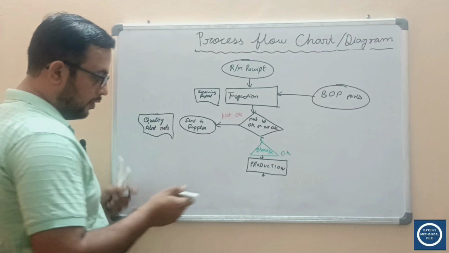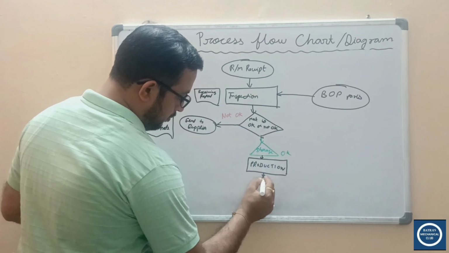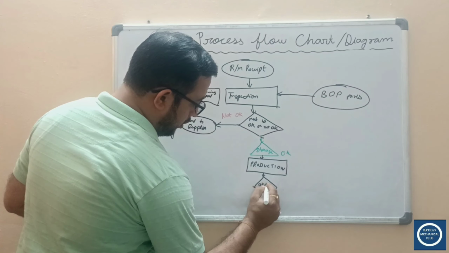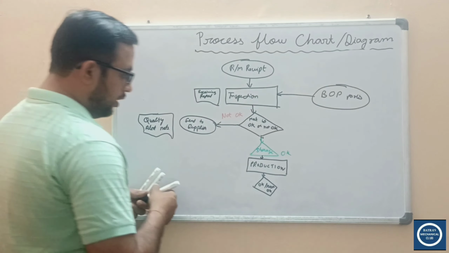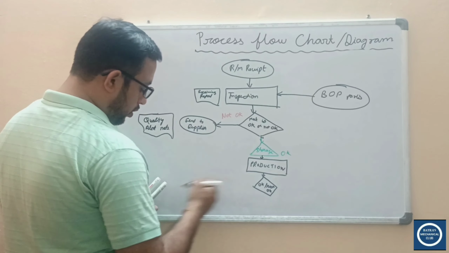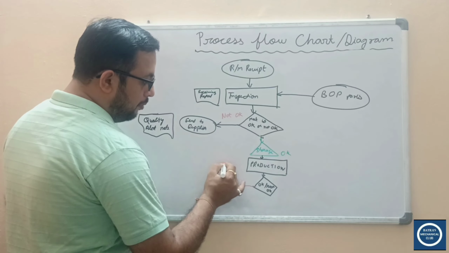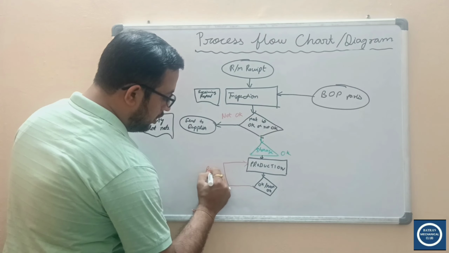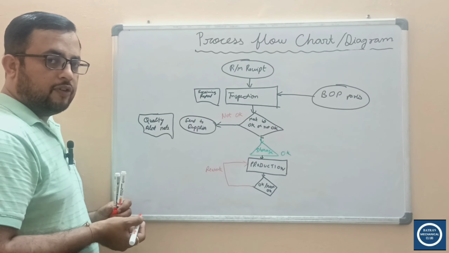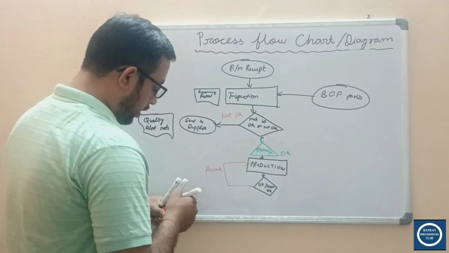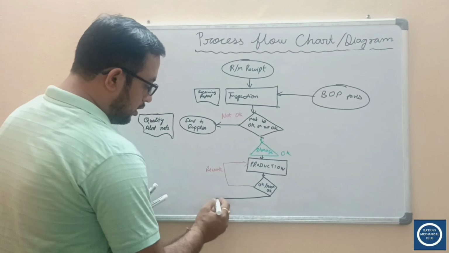After that, what will happen? Inspection will be done, okay or not okay. Some material which is not okay will go to rework. Rework material will again go to a production line where it can be reworked and rectified or made okay.